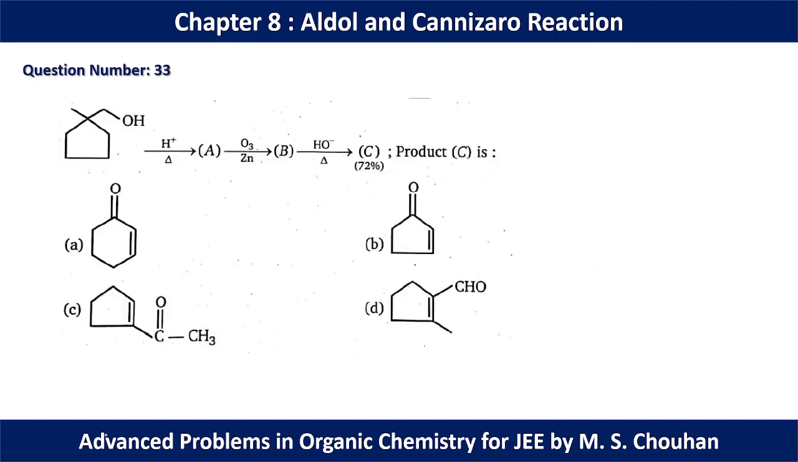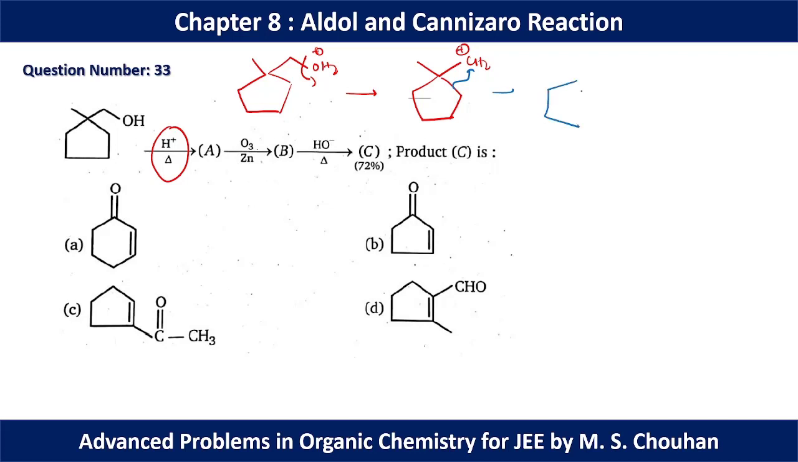In question number 33, first of all we have to add H plus in acidic medium and heat. So initially we can have this kind of situation. After the elimination of water, we can have a situation like this: CH2 plus. Now the ring expansion, and after the ring expansion we can have a 6-member ring along with the positive charge at this position. Now this alpha hydrogen will be eliminated, and we can have a situation like this.